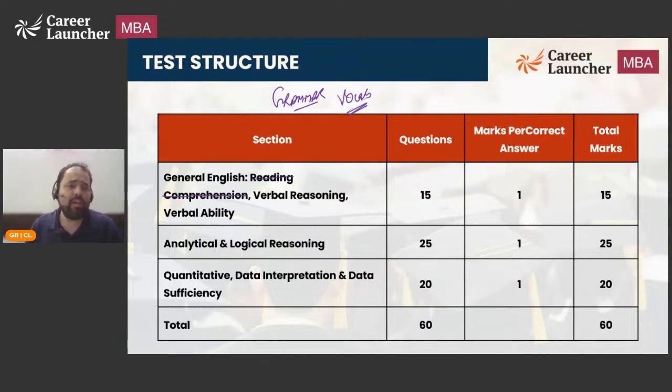And finally, quant, data interpretation, data sufficiency. Once again, data sufficiency ज़्यादा नहीं आता, ये लोग बोलते हैं, पर predominantly ज़्यादा नहीं आता. Maybe one odd question, but it wasn't there last year either. DIMA, you can expect about one set to be there. Nothing very difficult, very simple calculation, very simple stuff. It will not take you a long time.